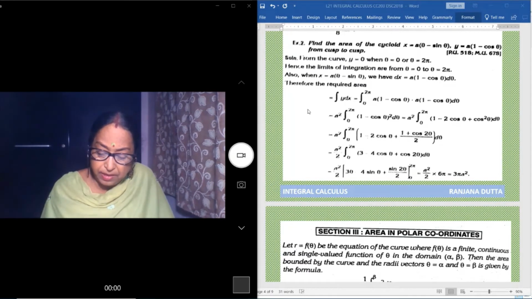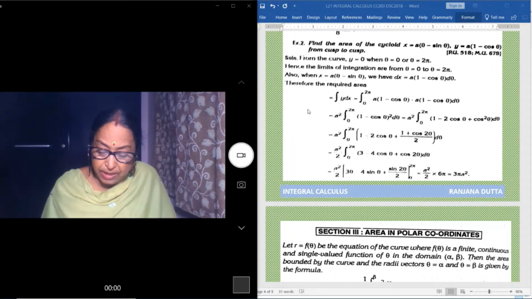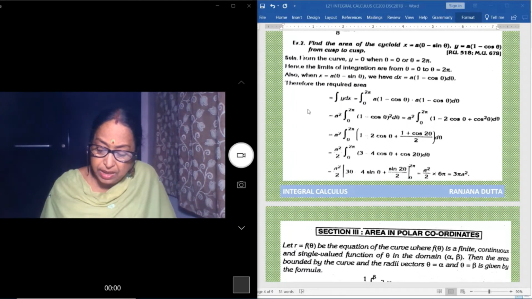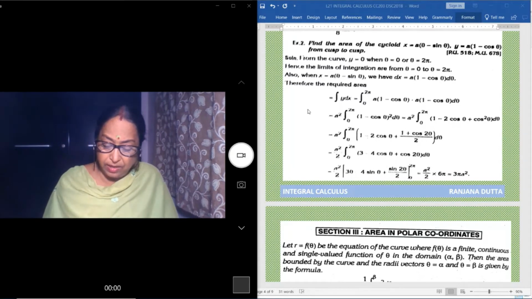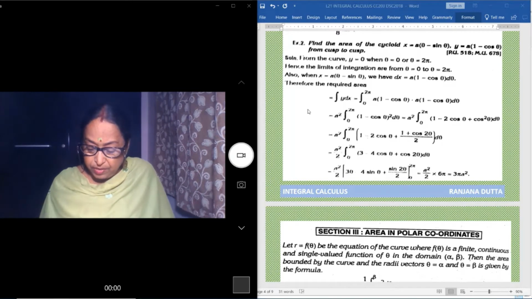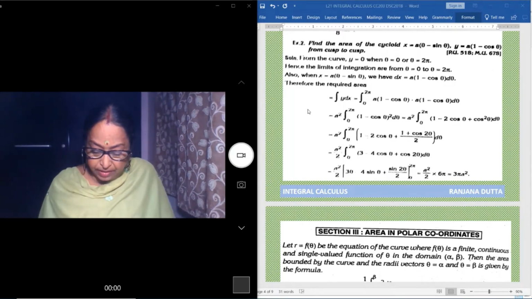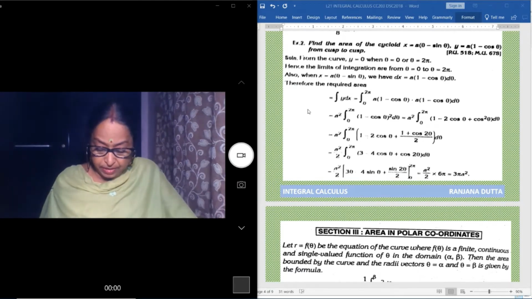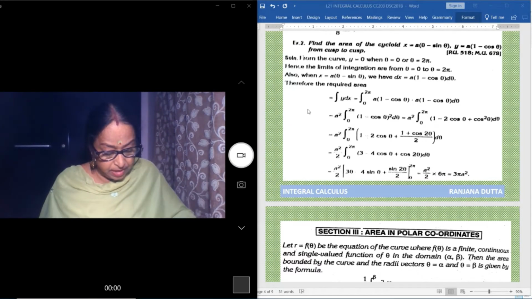y into dx means y into, in place of dx you write, differentiating x, a into 1 minus cos theta d theta. And after doing the calculation, after doing the integration, you can get the value as you can see on your screen.